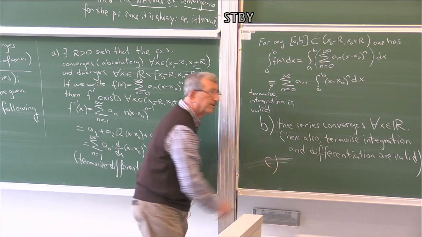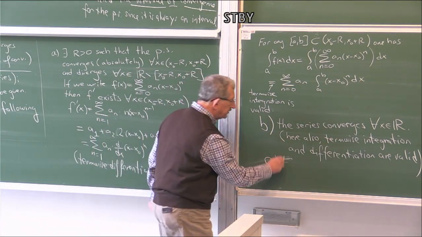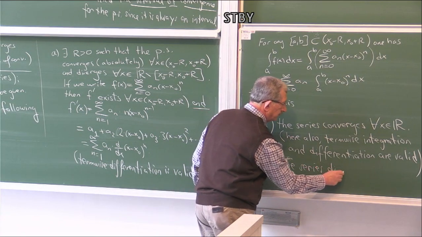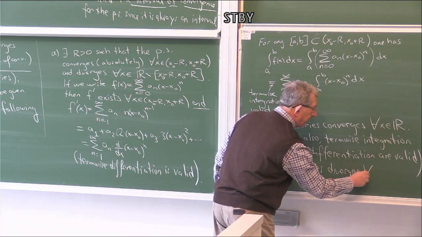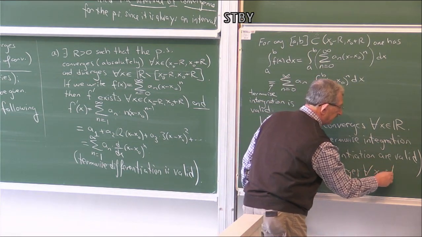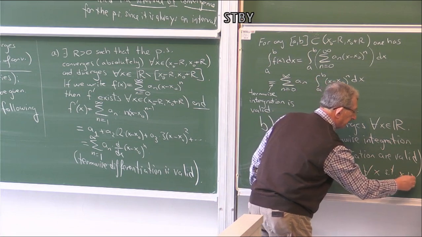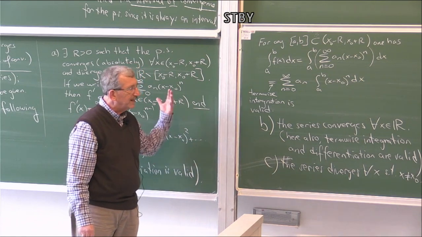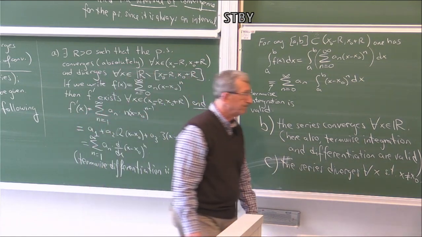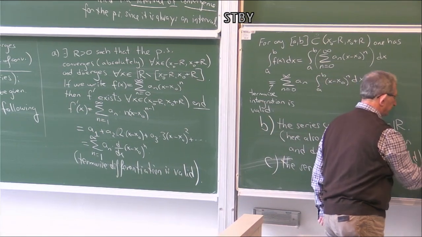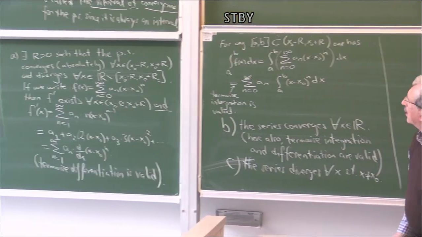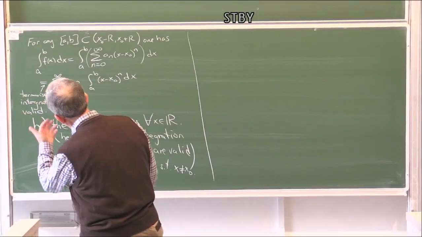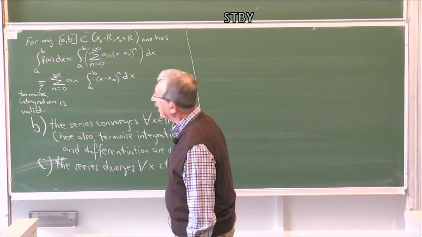And finally, the third case happens that the series diverges for every x such that x is different from x0. Of course, when x is equal to x0, the power series, as we already stated, converges. Now, this tells us, actually, if you look at the three conditions, they are disjoint.